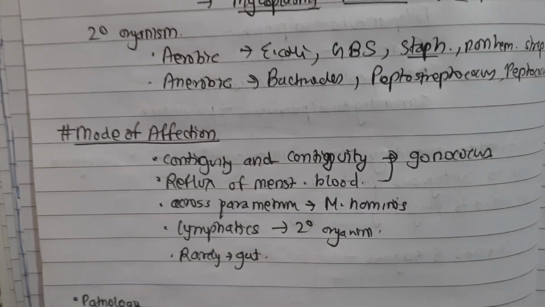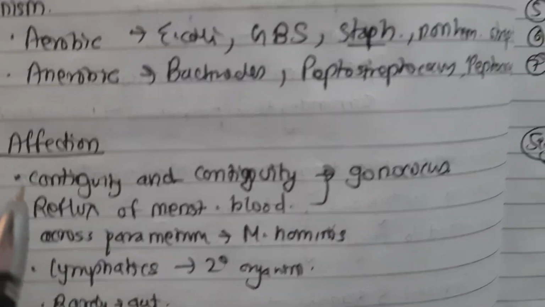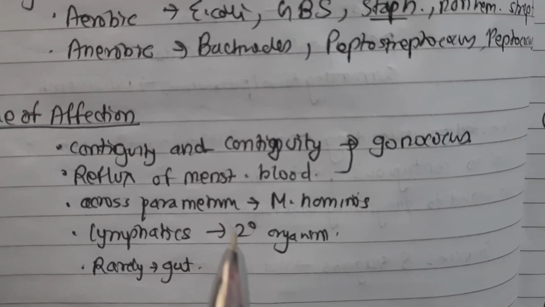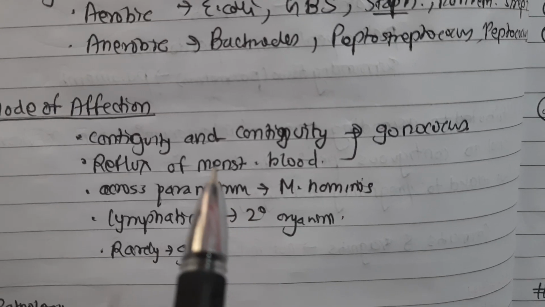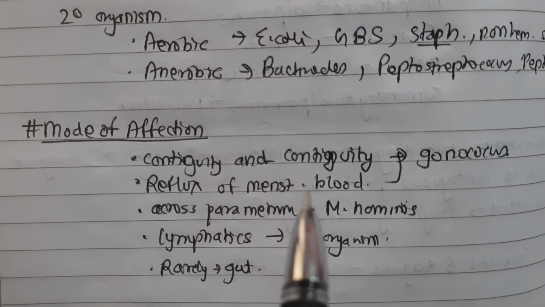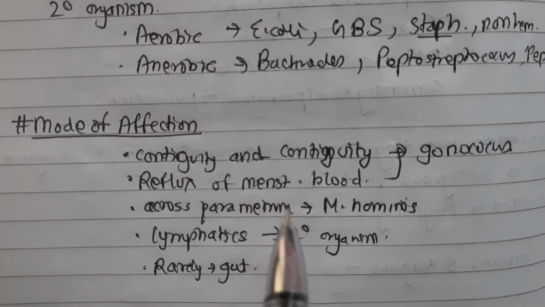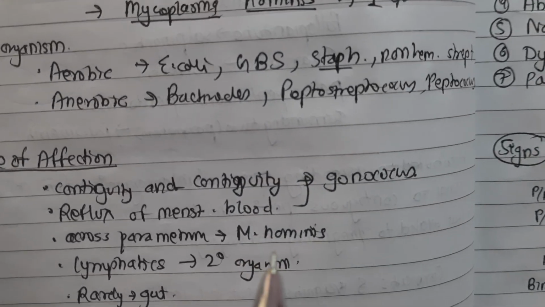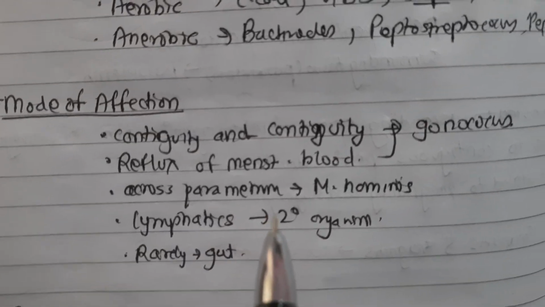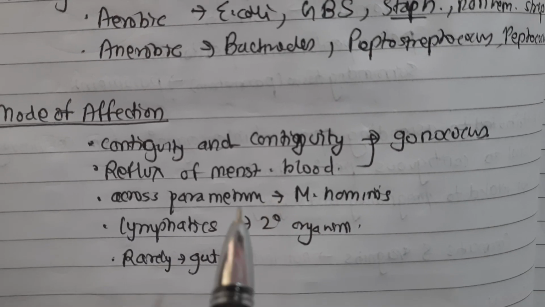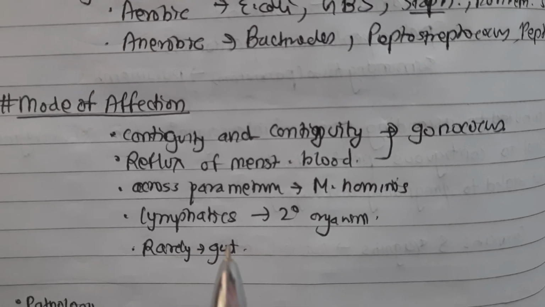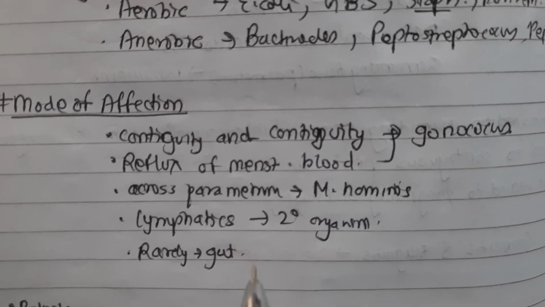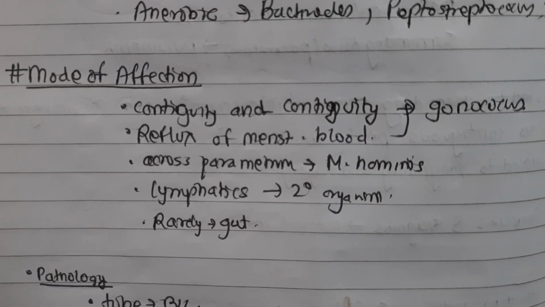As for the mode of infection, the classical concept is that the gonococcus ascends to affect the fallopian tube through mucosal continuity and contiguity. This ascent is facilitated by sexually transmitted vectors such as sperm and trichomonas. The reflux of menstrual blood along with gonococci into the fallopian tube is also another possibility. Mycoplasma hominis probably spreads across the parametrium to affect the fallopian tube, and the secondary organisms probably affect the tube through the lymphatics. Rarely, the organism may affect the fallopian tube directly.